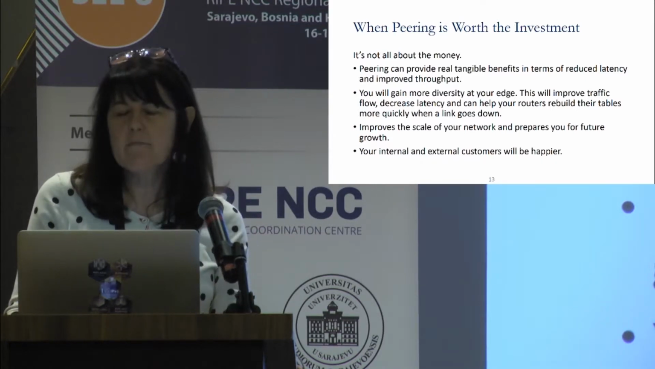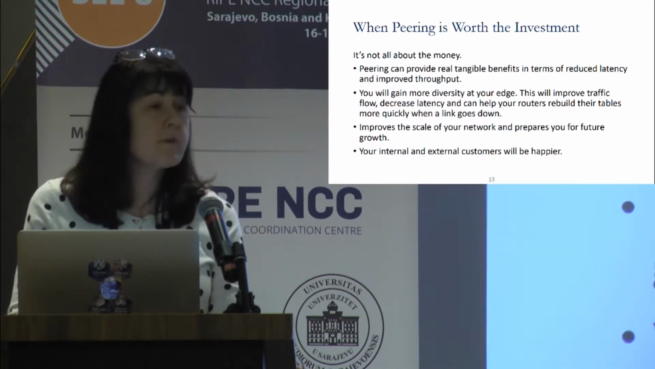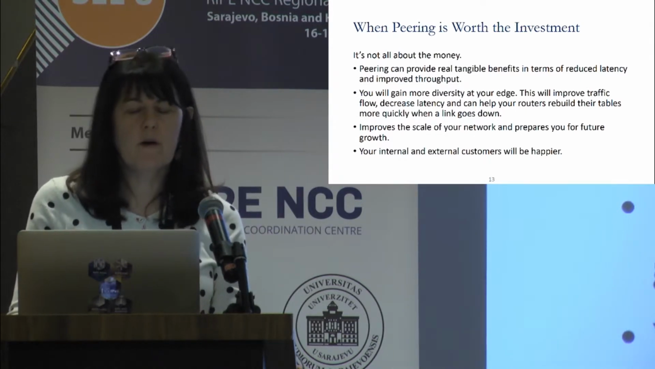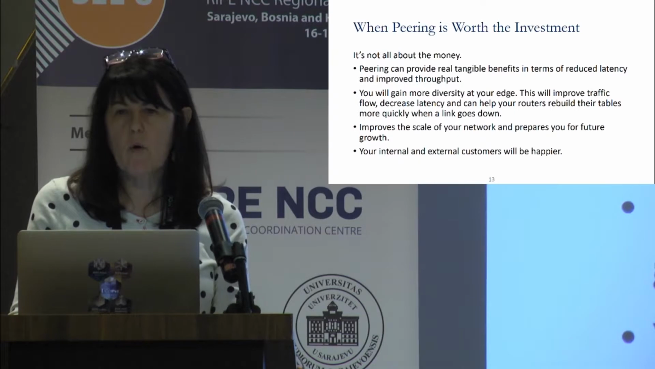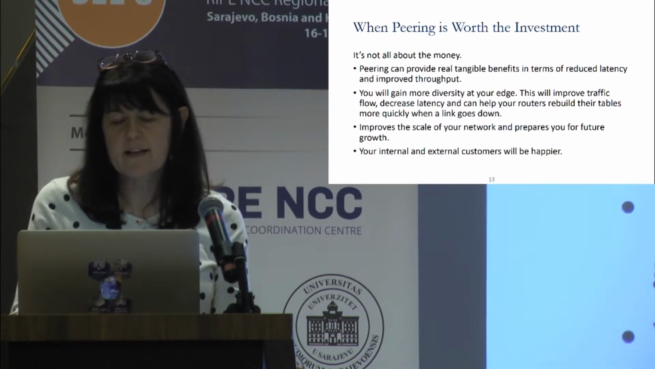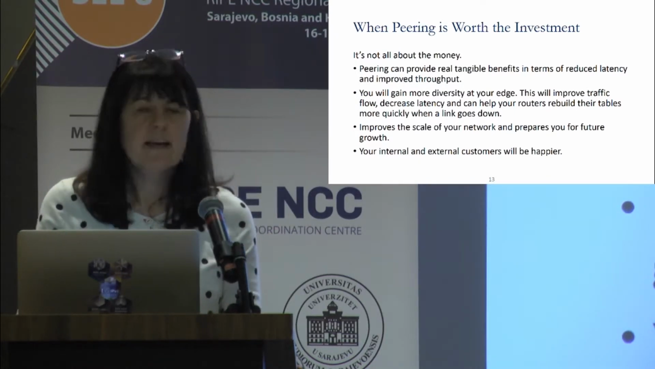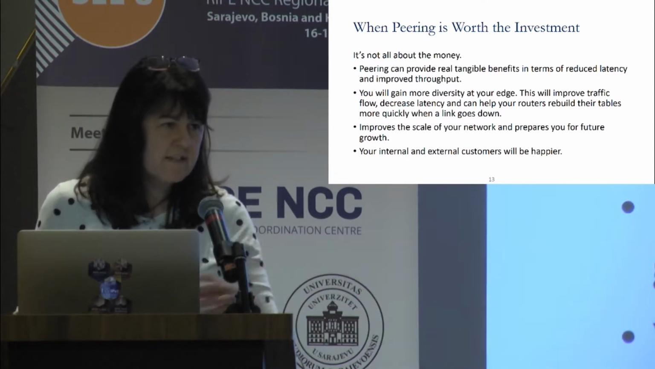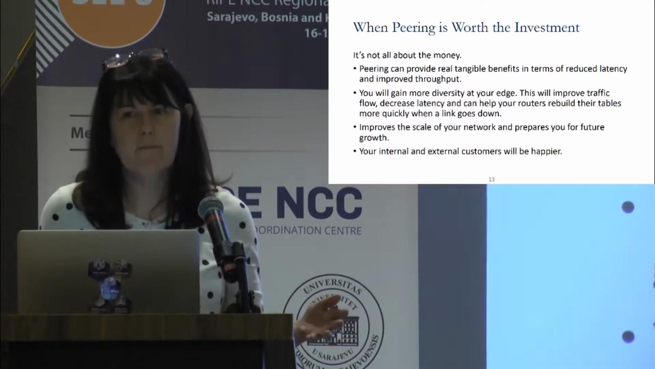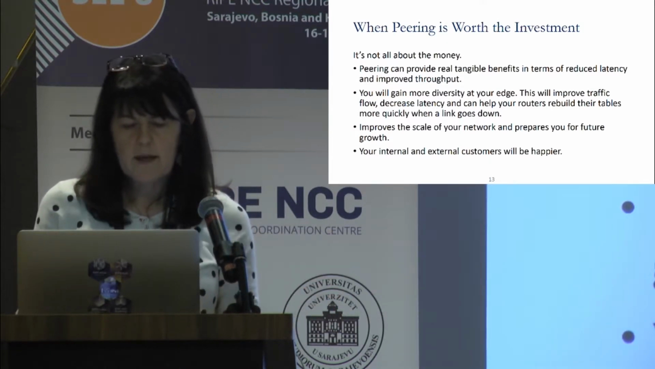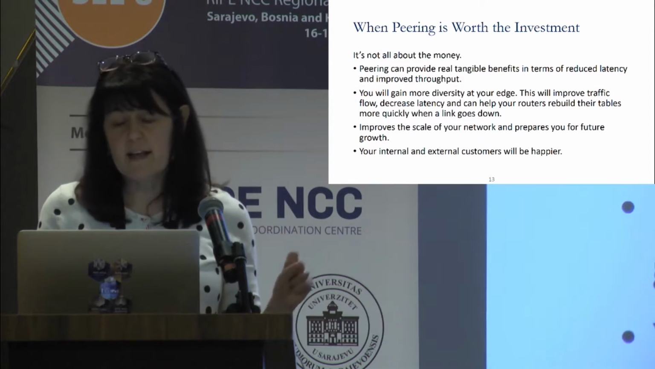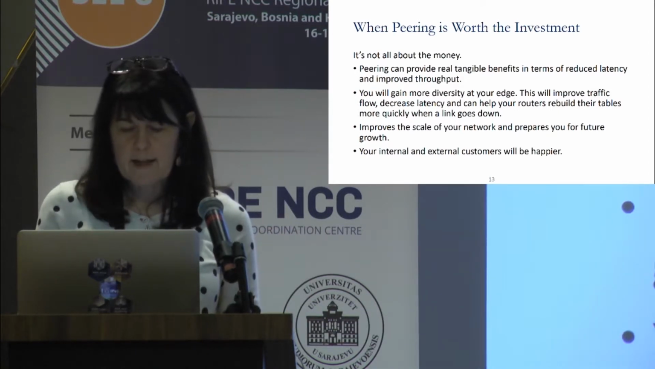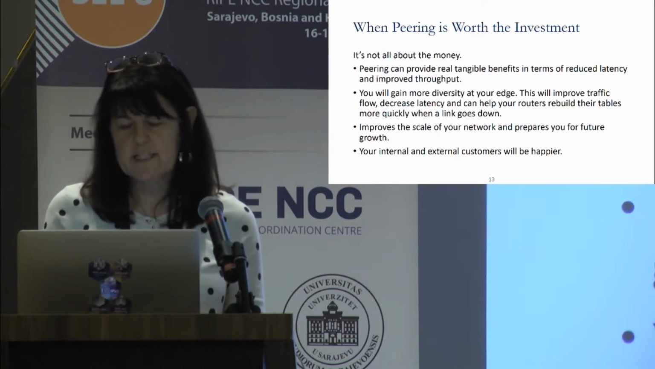And you also can gain more diversity at your edge. This is going to improve traffic flow, decrease latency, and it can help you when you lose a peer or an ISP provider, because when your routers rebuild their tables, it's going to happen more quickly when one link goes down, because not so much traffic will be consolidated on that link, and therefore not that many routes have to be reconverged. This improves the scale of your network, and it prepares you for future growth. It just makes it easier for you to be bigger, and your internal and your external customers will be happier.